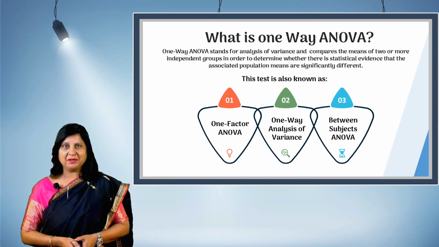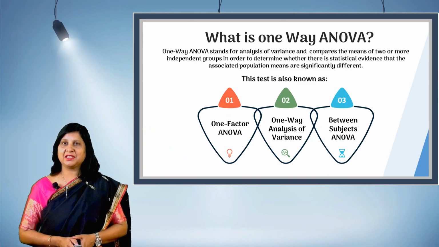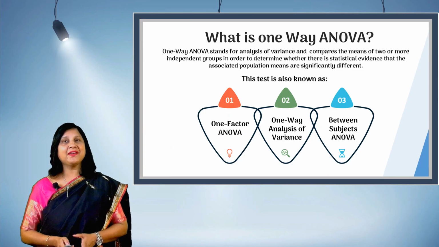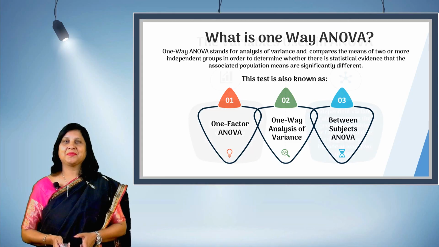What is One-Way ANOVA? One-Way ANOVA stands for Analysis of Variance and compares the means of 2 or more independent groups in order to determine whether there is statistical evidence that the associated population means are significantly different. This test is also known as one-factor ANOVA, one-way analysis of variance, or between subjects ANOVA.